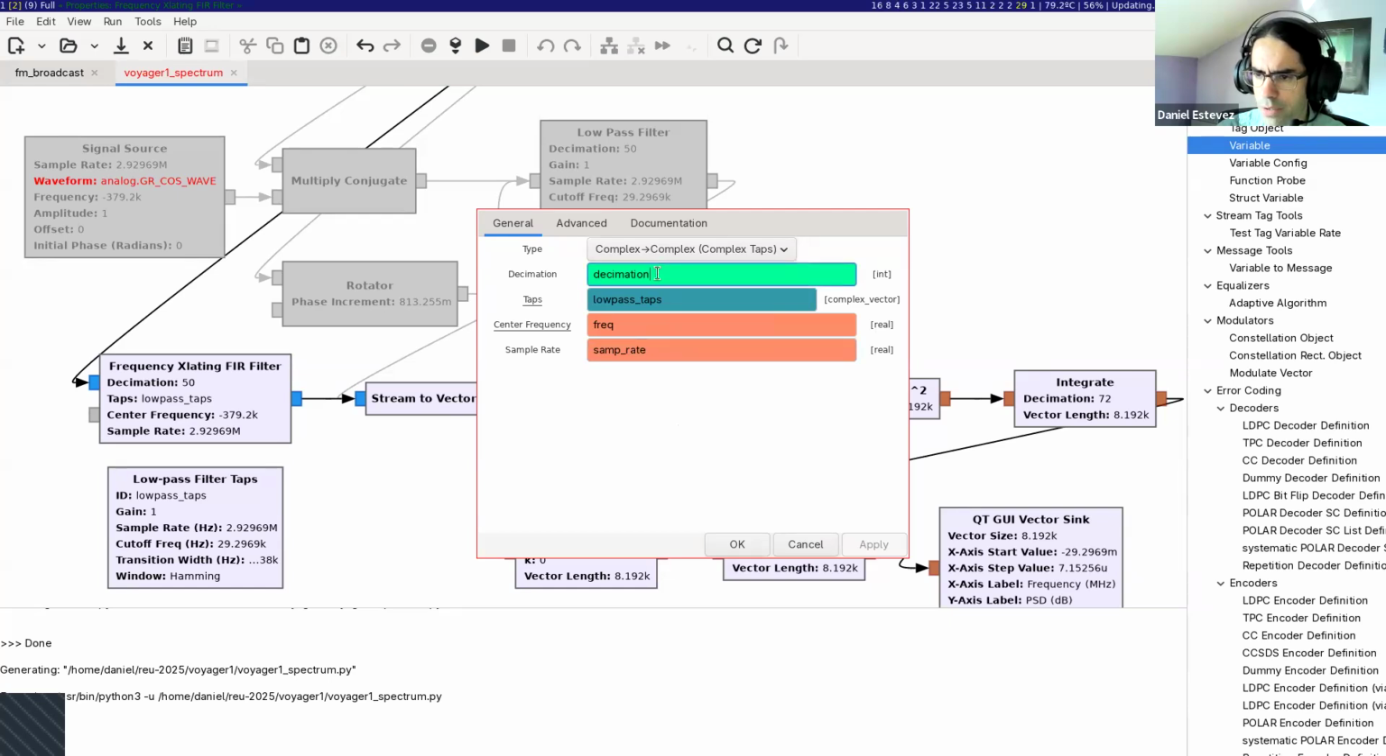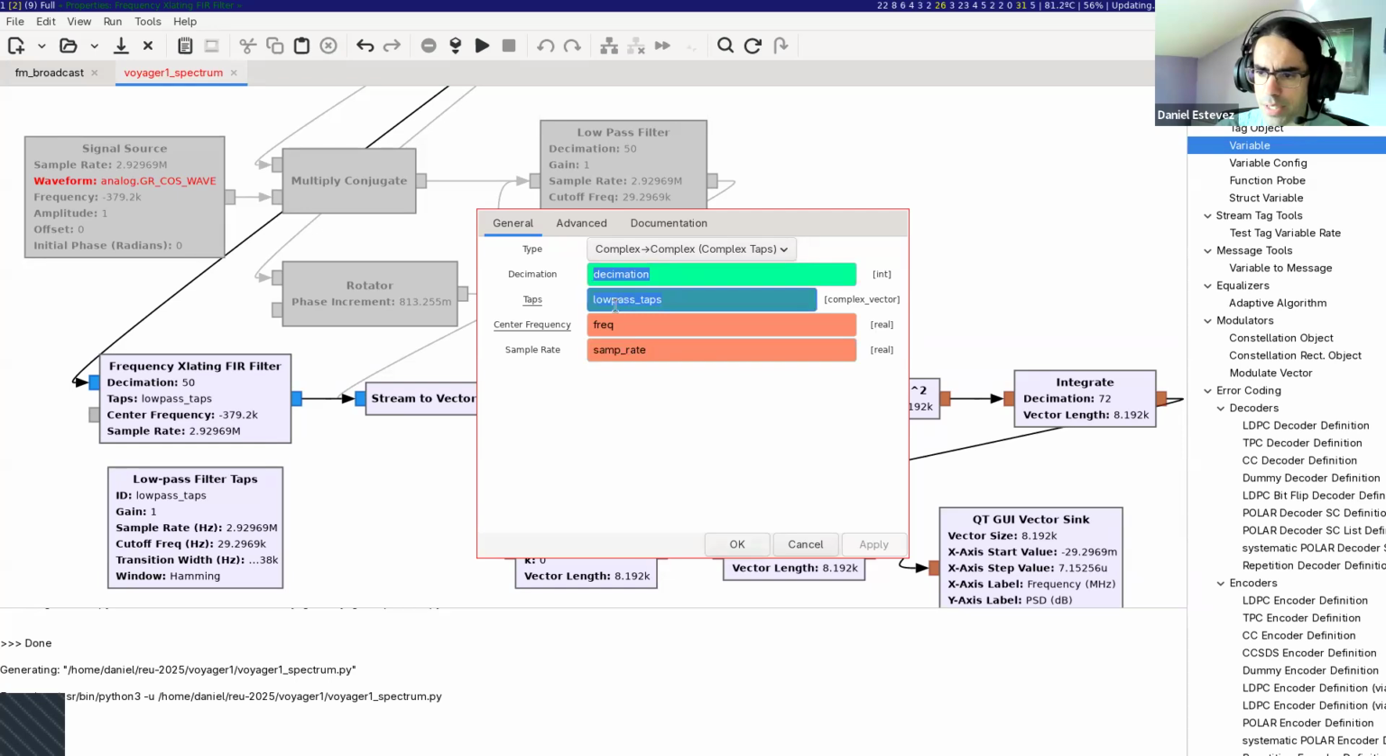The other things we need to set are the decimation. This is the same as in the low pass filter. The center frequency. This is the frequency where our signal is. So now we do not need to care about the minus sign or those things. This block internally handles the minus sign to shift the frequency in the right direction so that it ends up in the center. And then the input sample rate. This is the input sample rate. The output sample rate is sample rate divided by decimation.